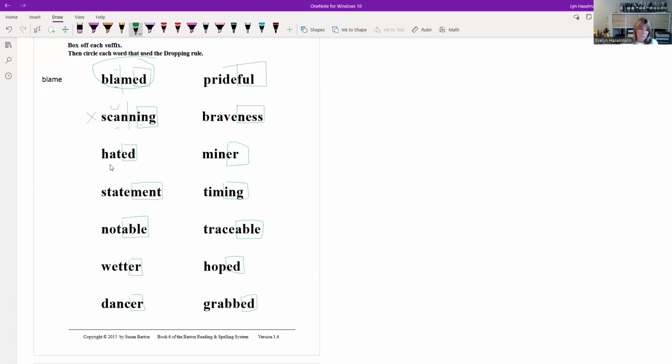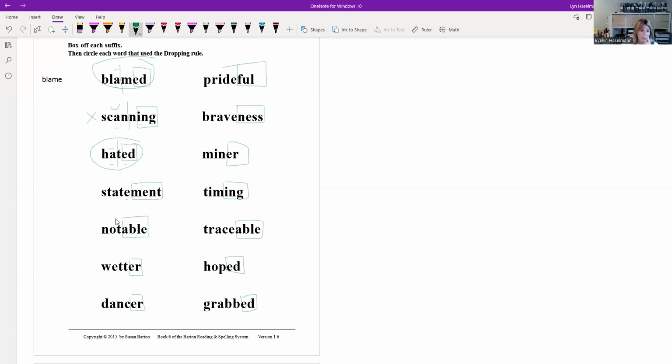Okay, so same thing. Here's my vowel. Here's my vowel. Push this to the back. The word is hated. Base word hate, which definitely does have a silent E on it. Okay, that was dropped. You can see we have the silent E here, so we can skip over that.